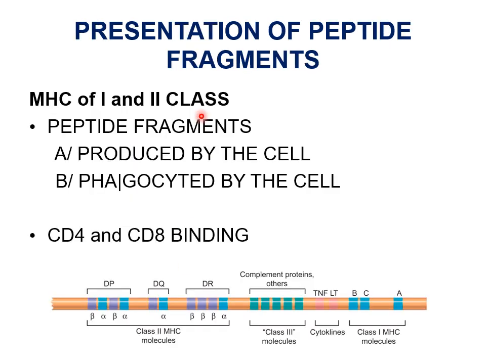And now the presentation of peptide fragments. There are MHC class 1 and 2, which means major histocompatibility complex class 1 and 2. Usually they take peptide fragments, either produced by the cells or phagocytosed by the cells, and they have the CD4 and CD8 binding. So we can see class 1 MHC molecule, cytokines, class 3 molecules, and so on. And those are presented on the surface.